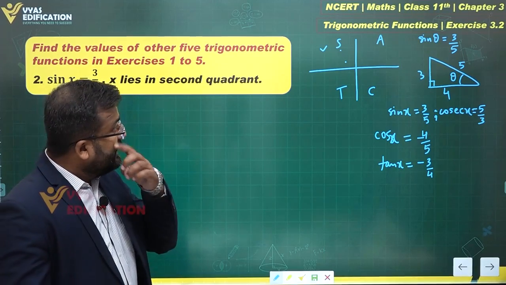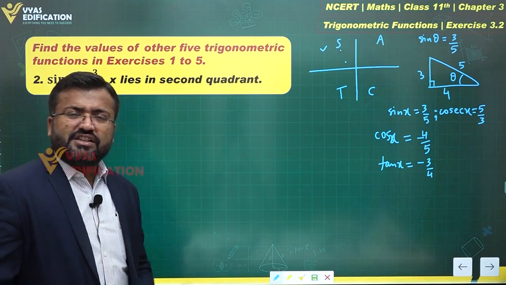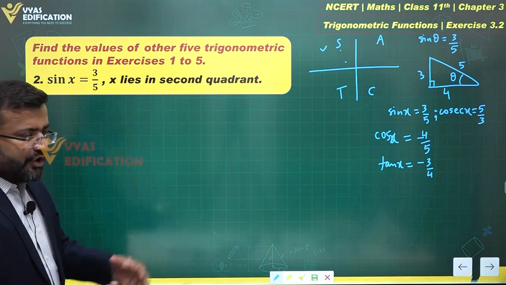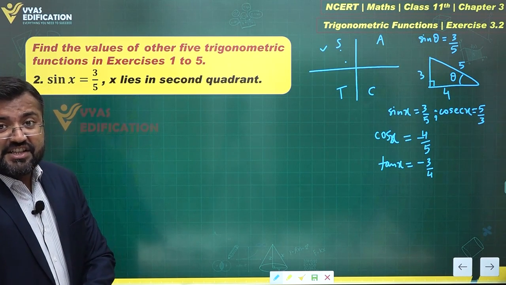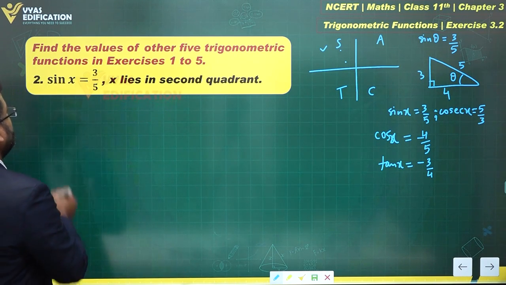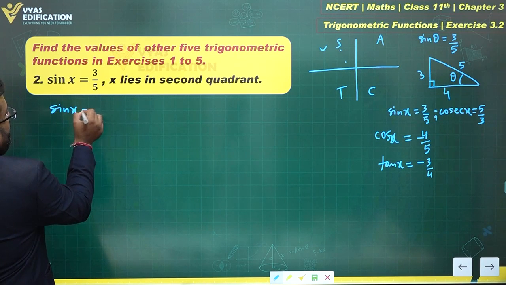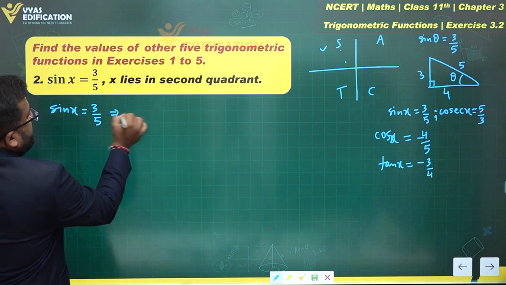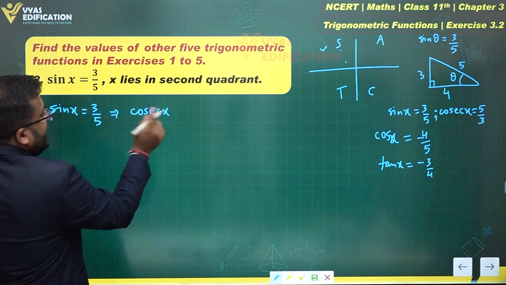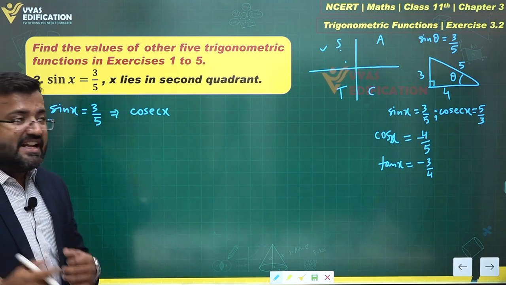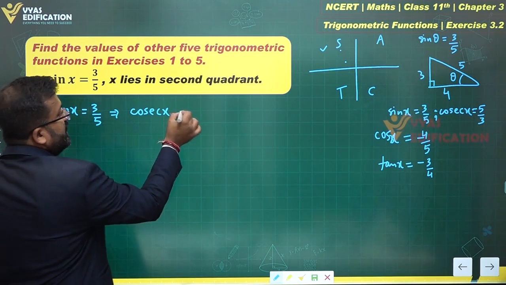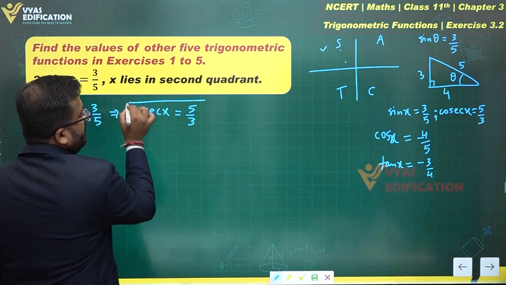But then drawing all of these diagrams is not something which the NCERT people love. They want you to solve using a longer approach. Let's see what the longer approach says. It says that sin x is equal to 3 by 5, which gives me cosec x. Cosec x is the reciprocal of sin x. Let's find that cosec x first. That is equal to 5 by 3. That's the first thing that you get.